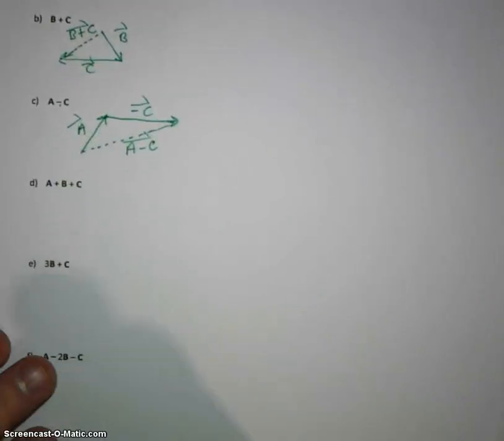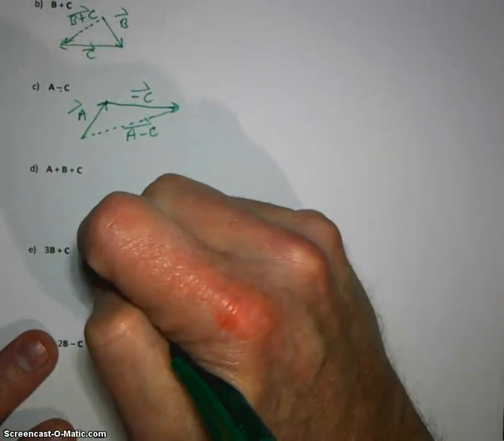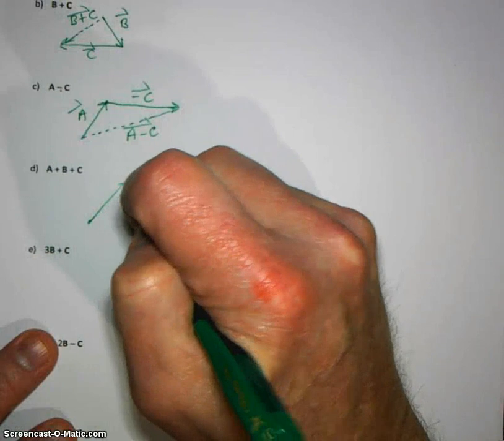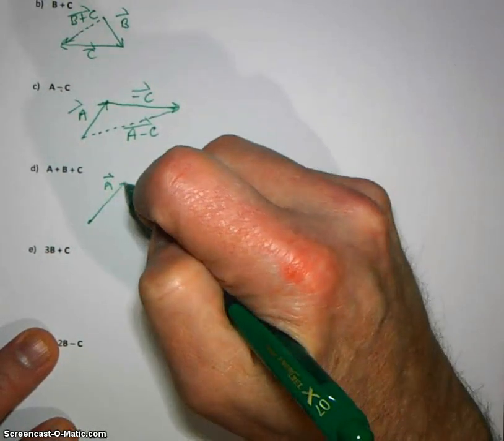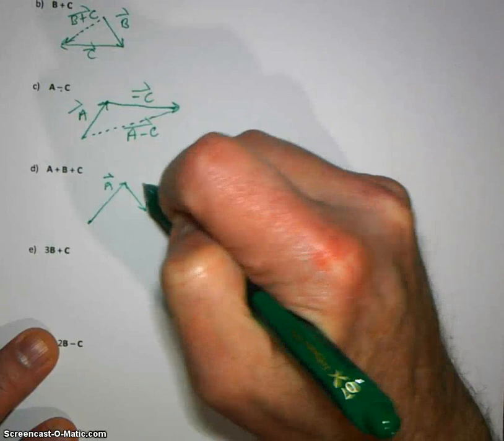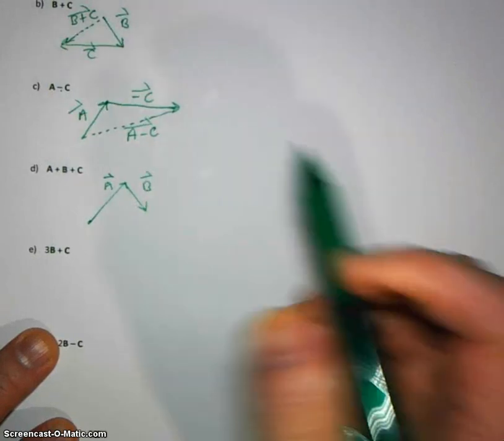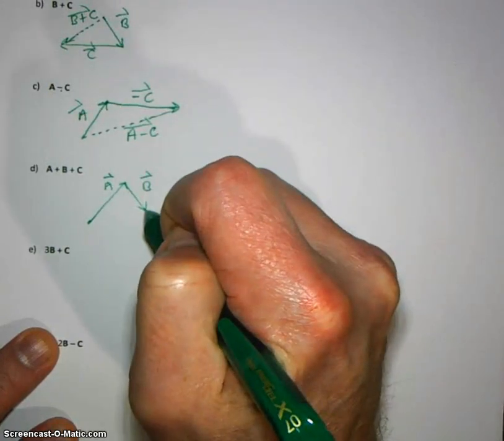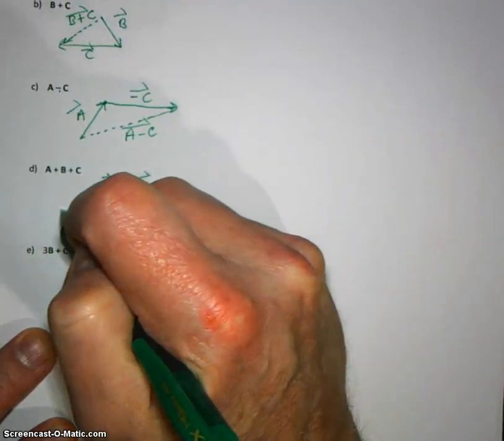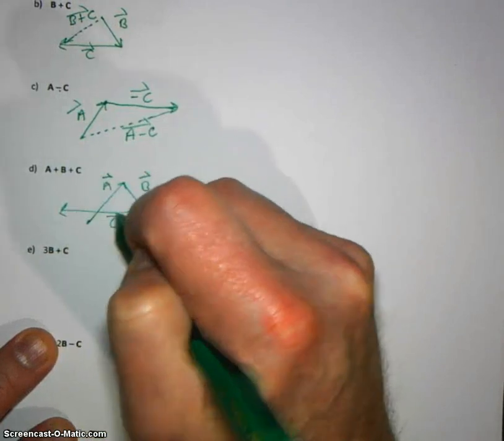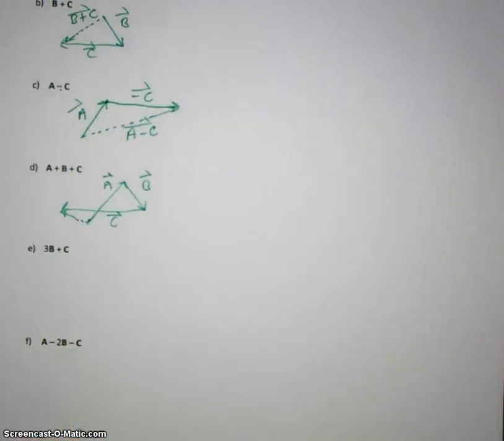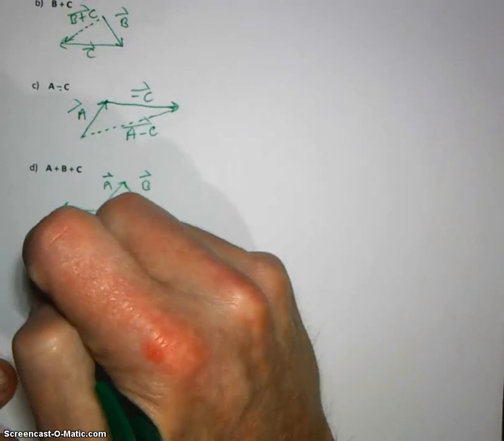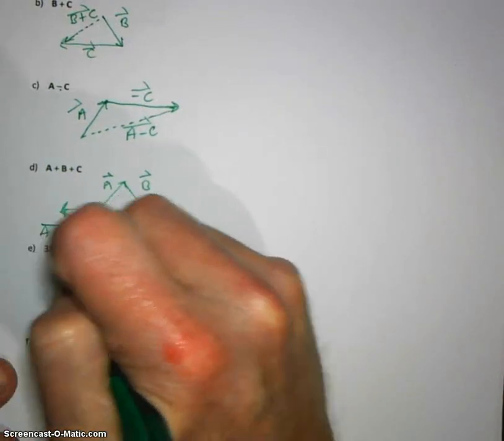All right, A plus B plus C. So A goes about like this, and then B is about like so, and then C goes this way. So notice we're going to cross back over A. That's okay. There's vector C. So A plus B plus C would be that tiny little vector right there. That's A plus B plus C.